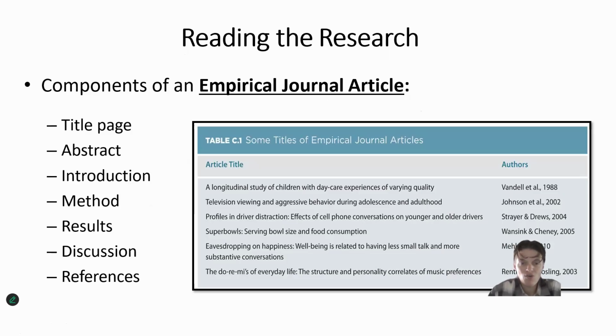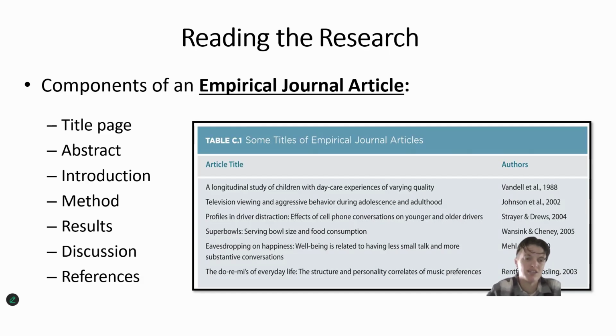Now, when you are reading an empirical journal article or even writing an empirical article, what we see is that it follows a very specific format. And so if you open a journal article and it doesn't have an abstract or doesn't have a method or results, then it's probably not an empirical journal article, right? So it's going to have a title, it's going to have a title page, it's going to have an abstract, an introduction, method, results, discussion, and references. And they have to follow this order. This would be a great short answer question for you. What are the different components and in what order?